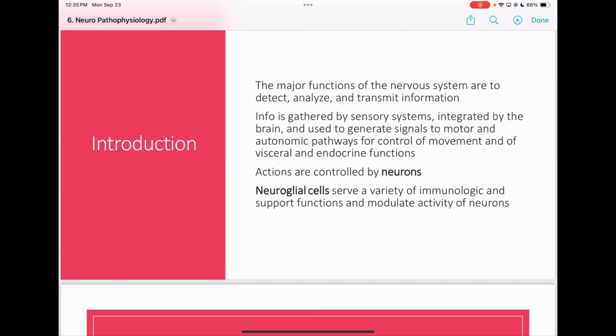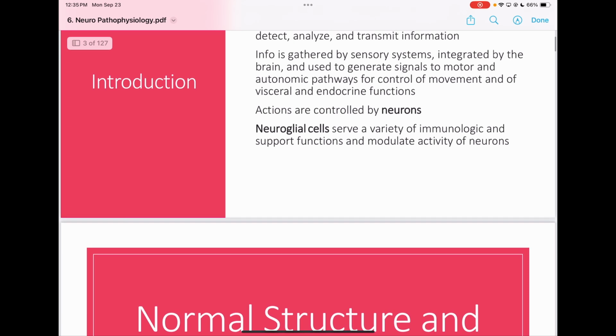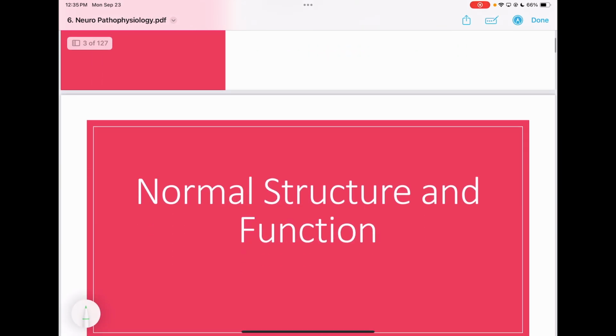So again, let's just kind of review. Detect, analyze, and transmit information is the main job of our nervous system. Just think of it as like a computer. The brain's the computer. We have inputs. Your mouse input, the pen input are all going in. The output is a printer. Your screen is an output. What are you seeing? And that's what our brain basically does. Everything's controlled via your neurons and whatnot.